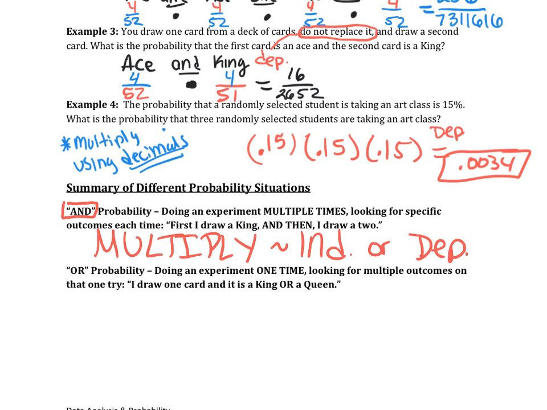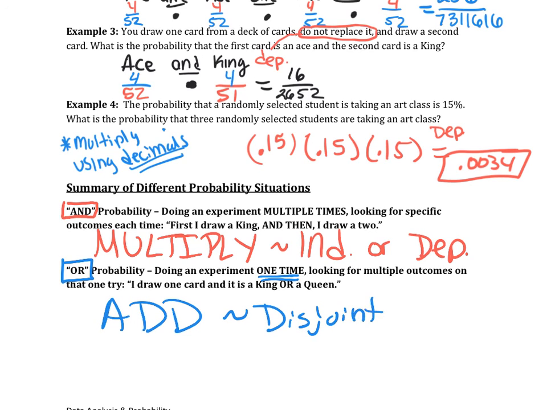Or for or probability, that we did yesterday, this is where you do the experiment only one time and you're looking for multiple outcomes on that one try. So you draw a card and you'd be okay if it was a king or a queen. Either one would be good, but both won't happen at the same time. This is where you add, and you would have either disjoint or overlapping events. Okay, so it's important that you know the difference between these.